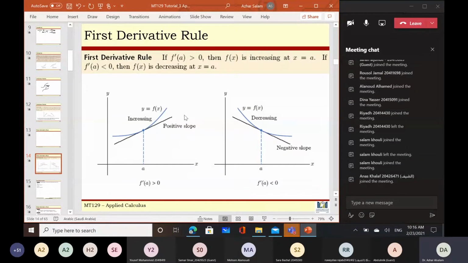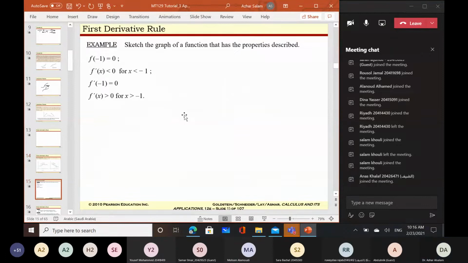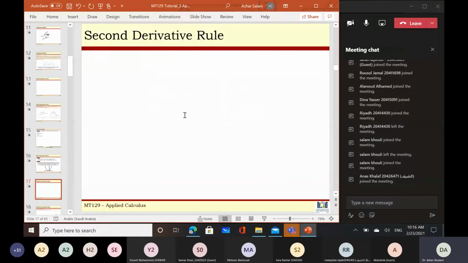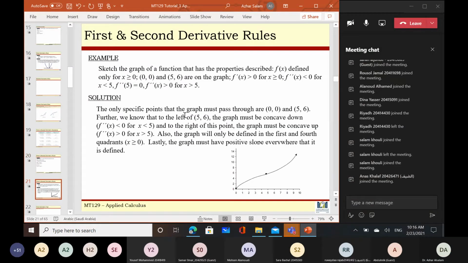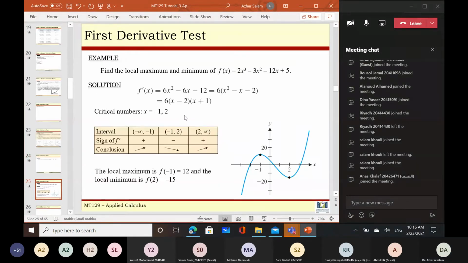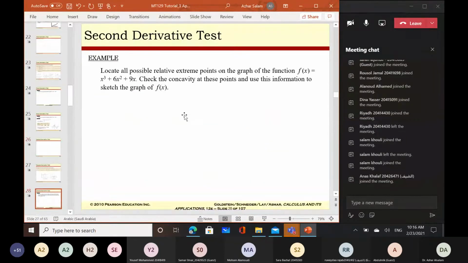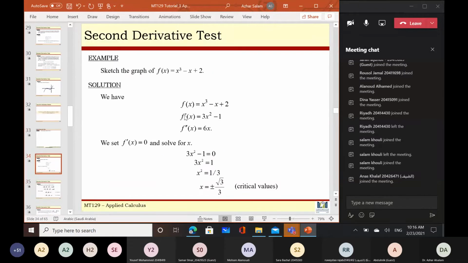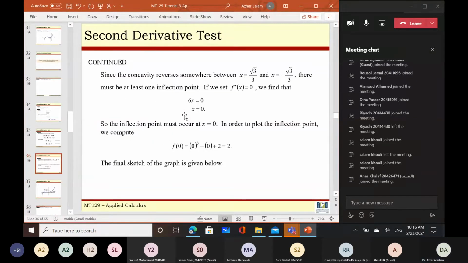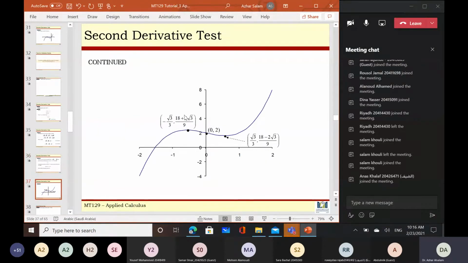Okay, we already said that. And this was an example. Graphs. Okay, we did all these examples. Okay, we stopped at the previous lecture. That was the last graph that we sketched in the previous lecture, right?